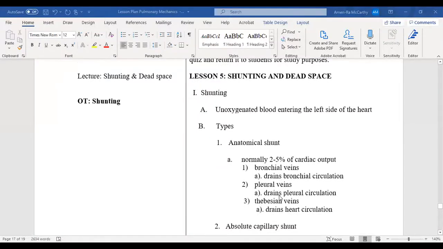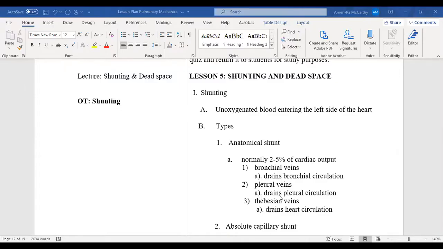So the shunting, of course, we already know that shunting is unoxygenated blood entering the left side of the heart, right? If blood gets to the left and it's not oxygenated, then there was a shunt because the blood was there, but there was no ventilation to give it oxygen, okay? So in a nutshell, unoxygenated blood that gets to the left side of the heart is a shunt. It should not be unoxygenated. By the time it gets to the left side, it should be fully oxygenated. But if it doesn't pick it up in the lungs, then that's a shunt. Okay, it got there, but the alveoli was closed.